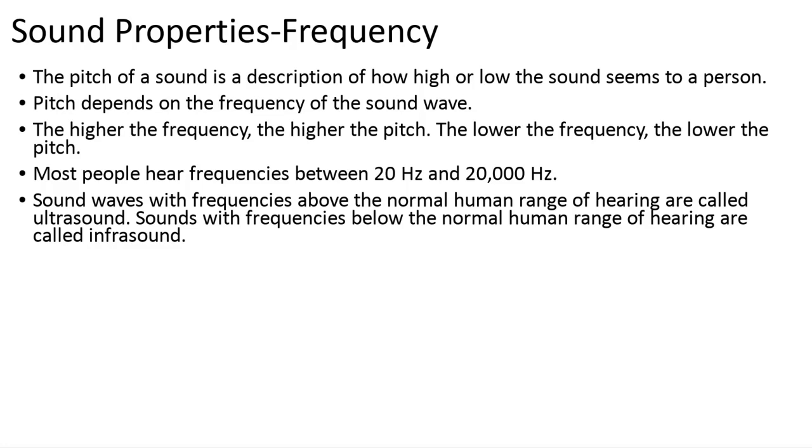Sound waves with frequencies below the normal human range of hearing are called infrasound. Some examples of infrasound would be elephants stomping. So when an elephant stomps, it can send a sound wave through the ground. We can't hear them, okay? But elephants can feel those vibrations from miles away. And we call those sounds that we can't hear below 20 hertz infrasound.